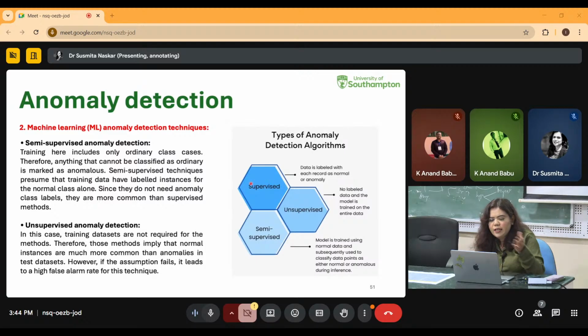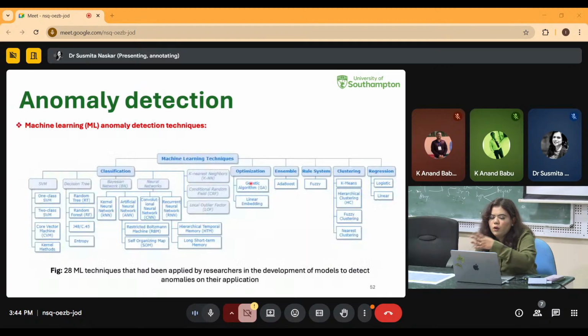And as I said, this diagram is quite a good one to look into. So now I have just talked about three, which is a little less. But if you look into the machine learning techniques that have been applied a lot in the development of the models, especially for anomaly detection, you can identify them into 28 different anomaly techniques. And there are several ways to do that.